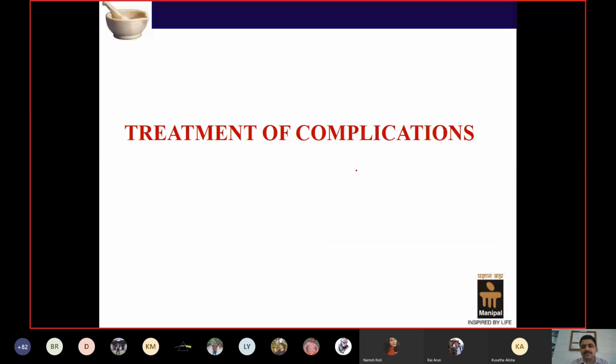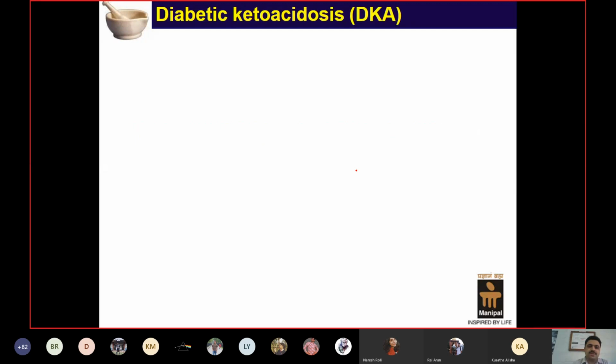Now let us talk about the complications, especially the acute complication, that is diabetic ketoacidosis. We won't talk more about the other complications. Okay, so diabetic ketoacidosis, as the name suggests, has three things: diabetes, keto, and acidosis. The cardinal features are hyperglycemia, ketone bodies, and acidosis. So these three we have to target while treating this.